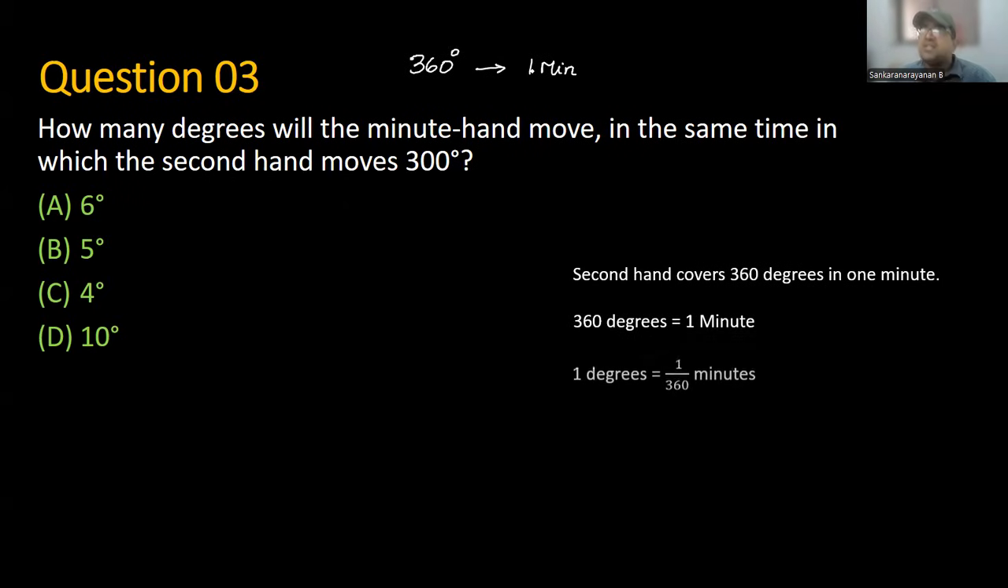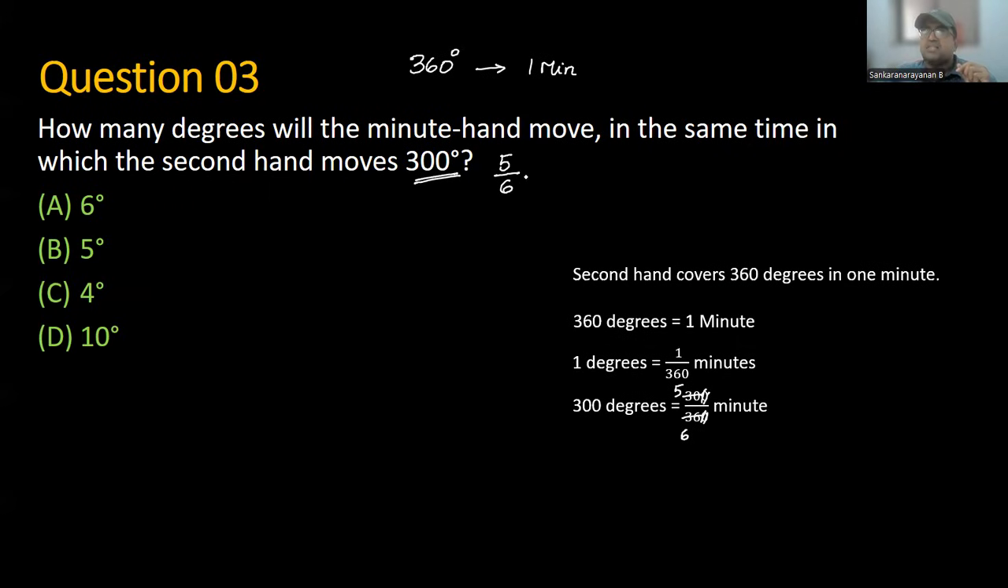In order to cover 1 degree, the second hand will take 1 by 360 minutes. So 300 degrees means what? It should be less than 1 minute, right? So 300 degrees means the time duration will be 300 upon 360 minutes. If you want, you can cancel the zeros here. You can see that 6 5s are 30, 6 6s are 36. So once the 300 degrees is over, it means that 5 by 6 minute has elapsed, right?